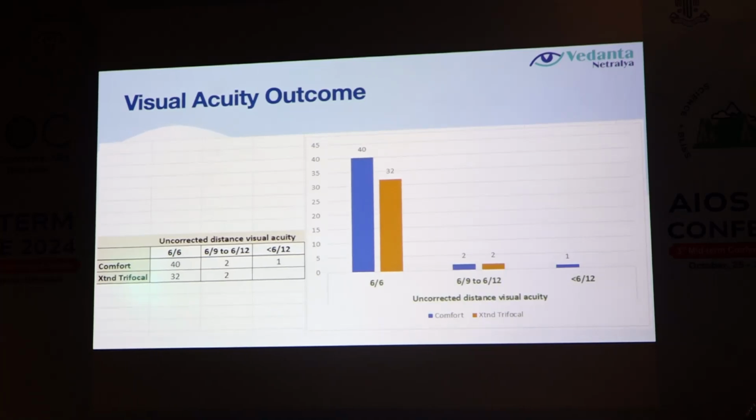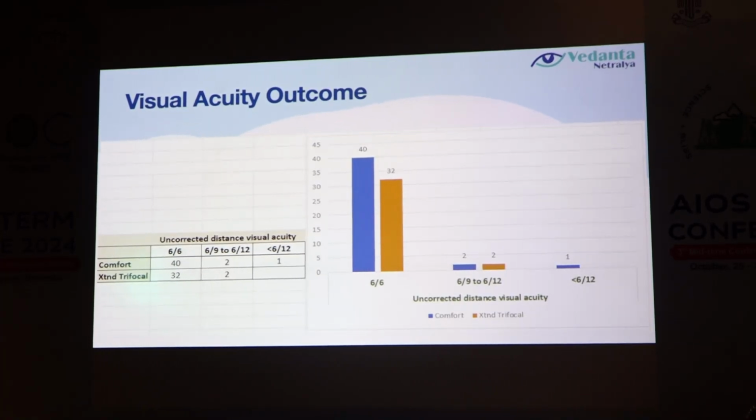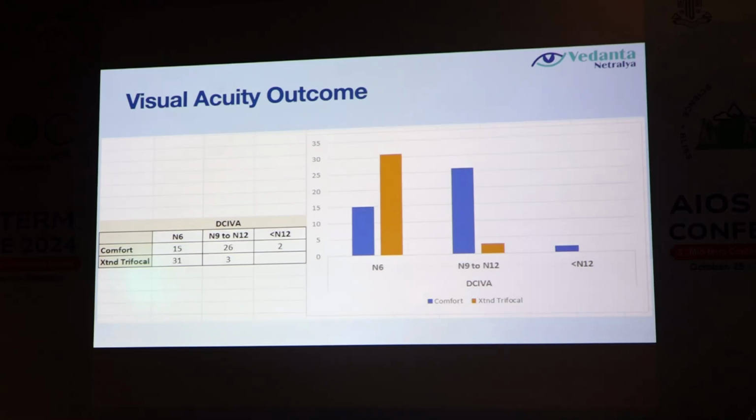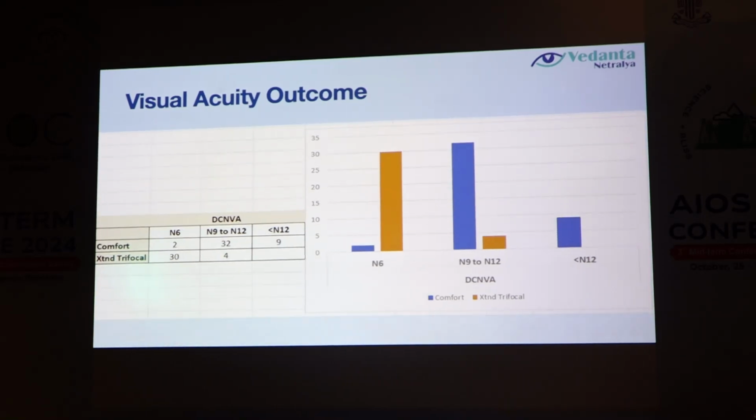So for the uncorrected visual acuity, as you can see, distance visual acuity is very good. Out of 43 cases, 40 cases were 6/6, and out of 34 cases, 32 were 6/6. Intermediate visual acuity with the EDOF lenses was quite good, because in more than 31 cases out of 43, the vision was between N6 and N12 for intermediate also. And for near visual acuity, the vision was quite good with Extend trifocals, but it was not that good with the Comfort, the EDOF one.